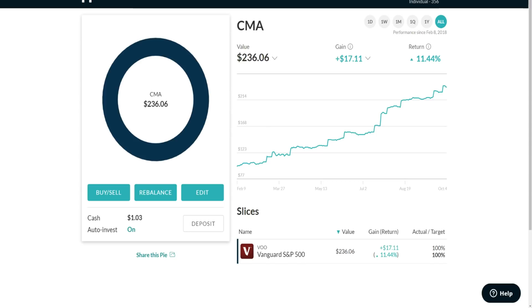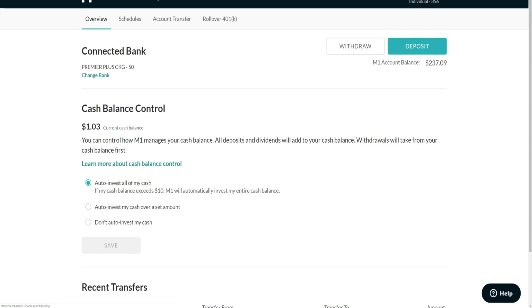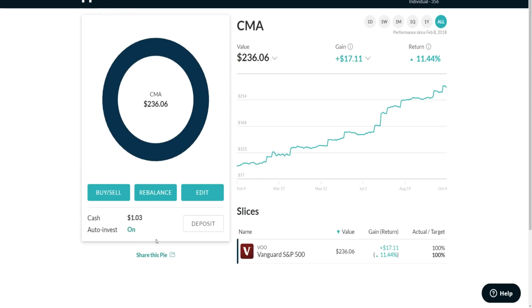And let's go ahead and get into this topic. First question, is there a way to turn off the auto invest feature on M1 Finance? Yes, there is. If you head over to funding, you have three options here for cash control. You can select the default, which automatically invests your cash balance if you exceed or meet $10. So this is the current default that I have set up.